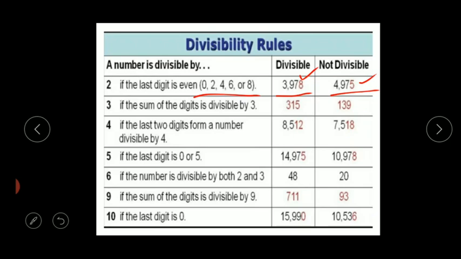Now proceeding to the number 3 as a divisor. Suppose you have to check whether 3 can divide a given number or not. Just check the example. When you have to divide any number by 3, it can be divided if the sum of the digits is divisible by 3. Here it is given 315, and they are saying that 315 is divisible by 3.